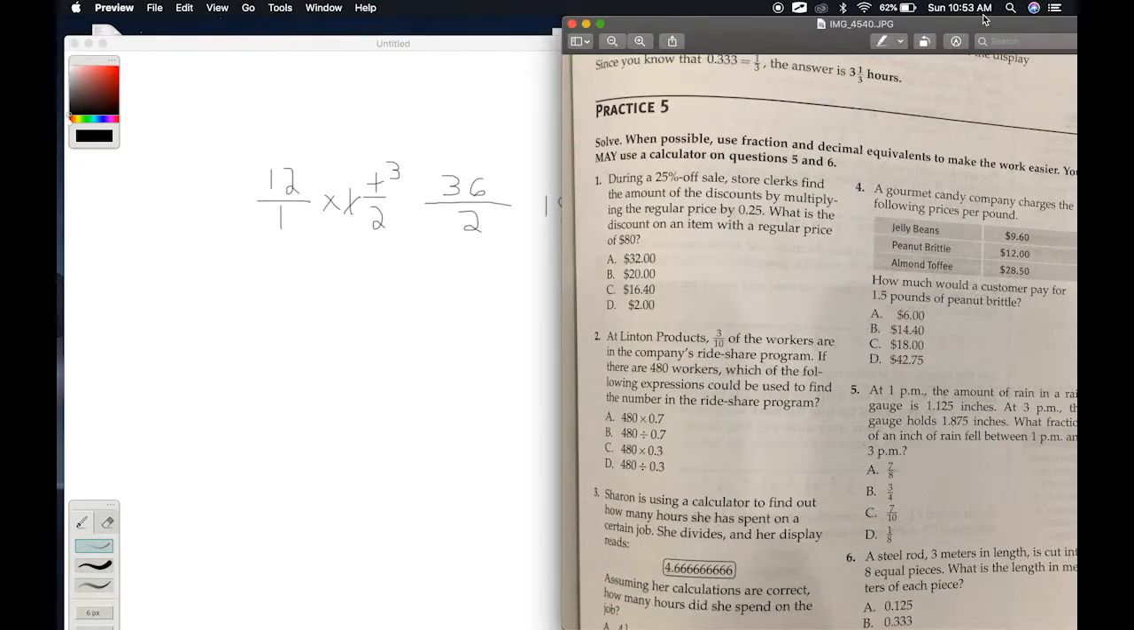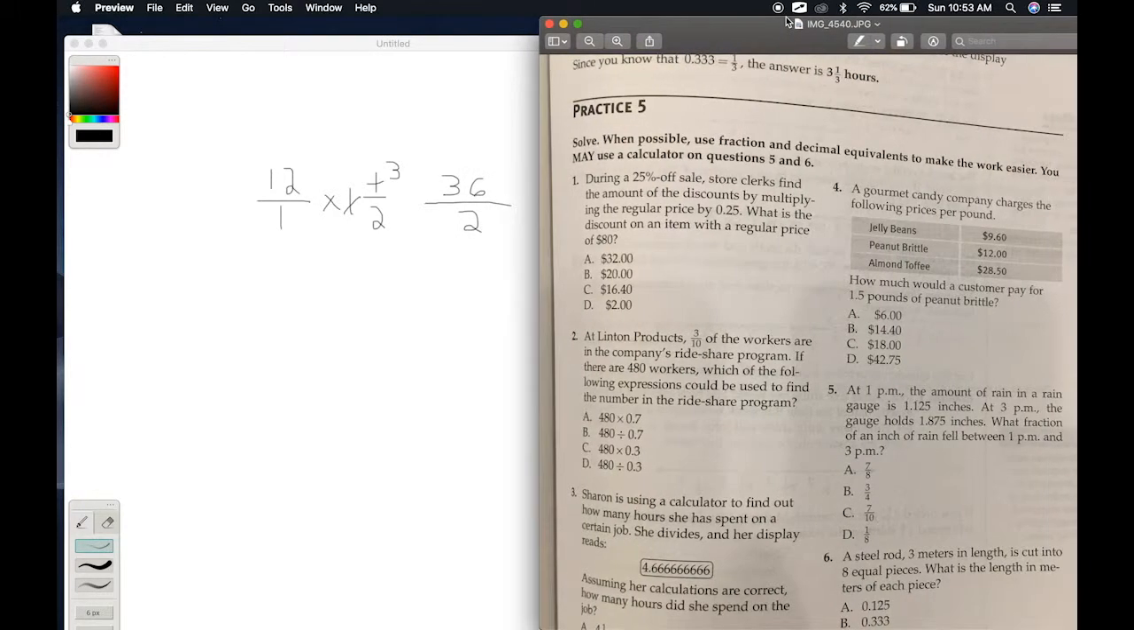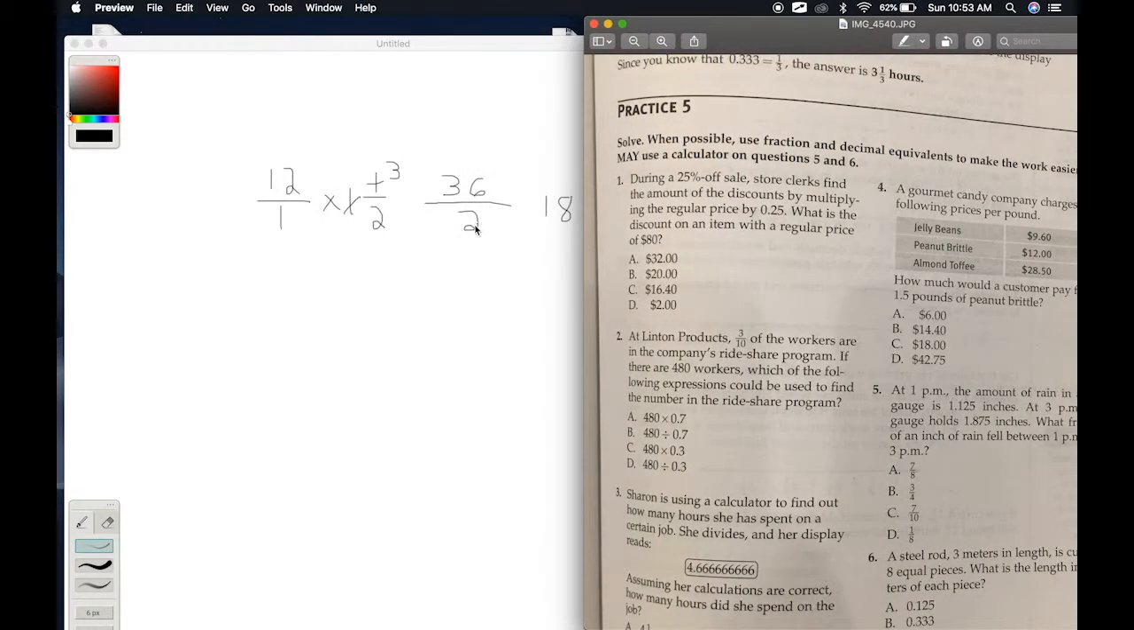As we can see, $18 is an option. Okay? So another way to think of this, 2 divided into 36. 2 goes into 36. Okay, and resolve that problem, you'll get 18.